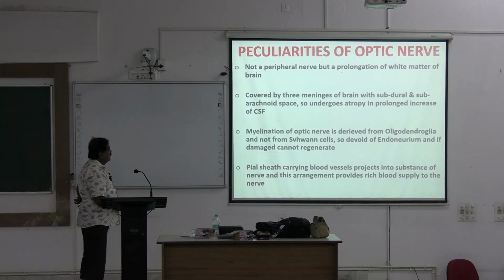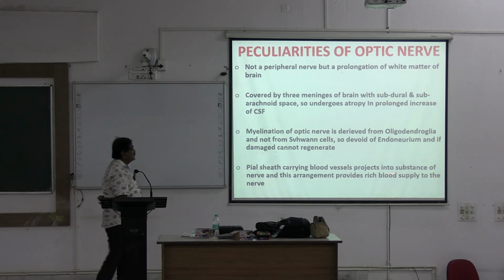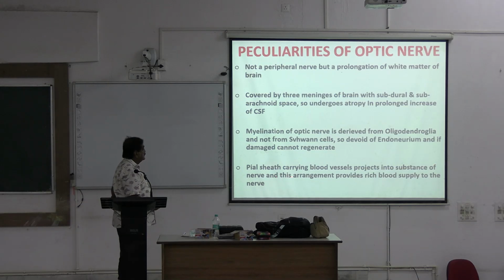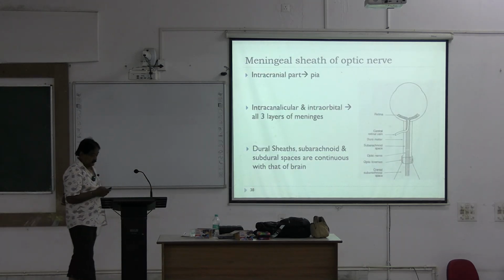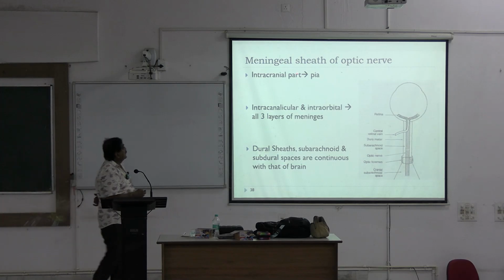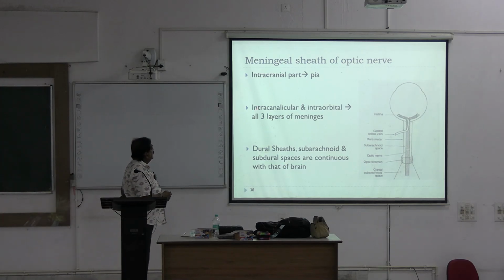Pial sheath carrying blood vessels projects into the substance of the nerve, and this arrangement provides rich blood supply to the nerve. Now, the meningeal sheath of the optic nerve: the intracranial part has pia mater, and the canalicular and intraorbital parts have all three layers of the meninges.